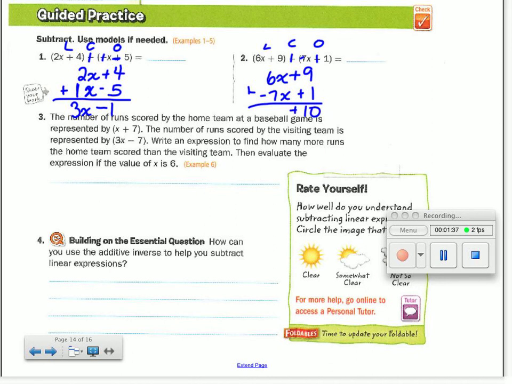6 plus negative 7. Who can tell me what 6 plus a negative 7? Negative 1. Good. Negative 1. X. Or some people would just write it as a negative x plus 10. Either way would be acceptable.